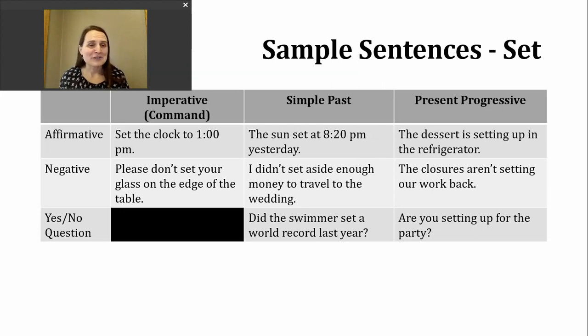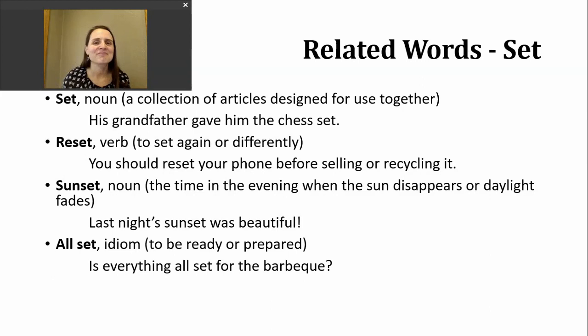Let's look at a yes or no question in the present progressive now. To make that type of question, we're going to start with be, then we'll have our subject, and then the ing form of the verb. Here's a question. Are you setting up for the party? That's asking about right now.